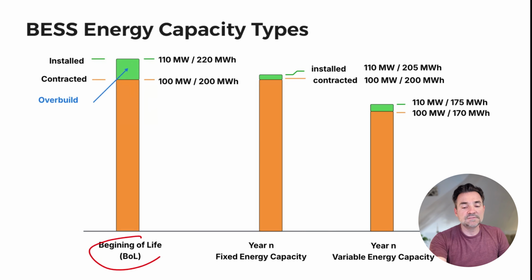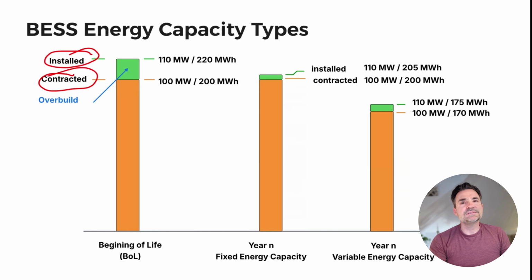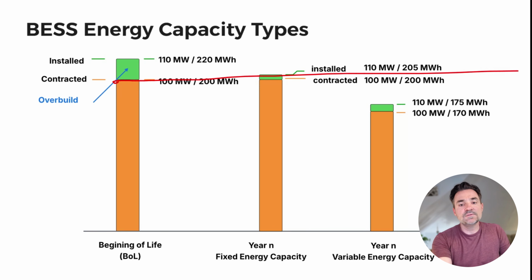And at beginning of life at COD, we're going to have an installed value. So if you were to do a capacity test, we'll call that the installed capacity. And we'll have a contracted value or guaranteed value, which is always a lower number. And that contracted value, depending on the type of design of your plant, could be the same value for every year for the life of the project.